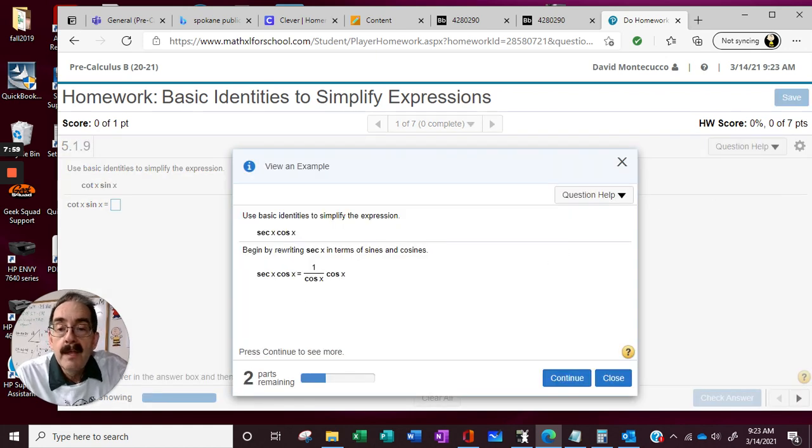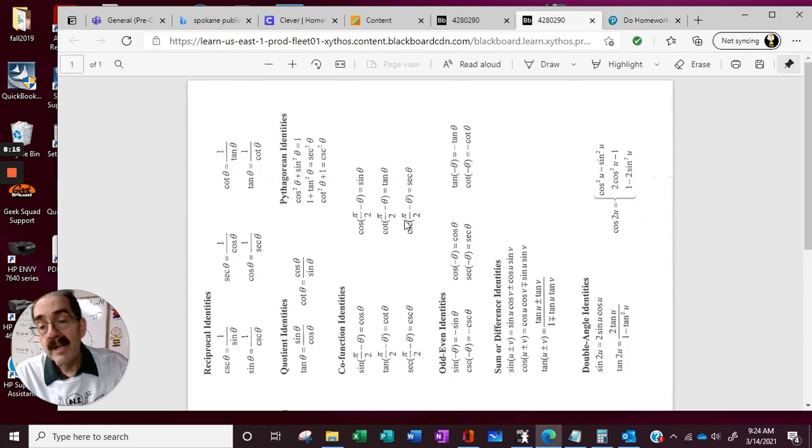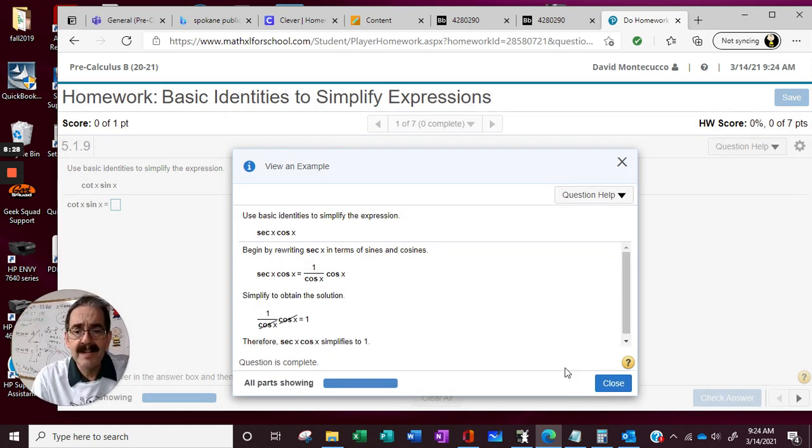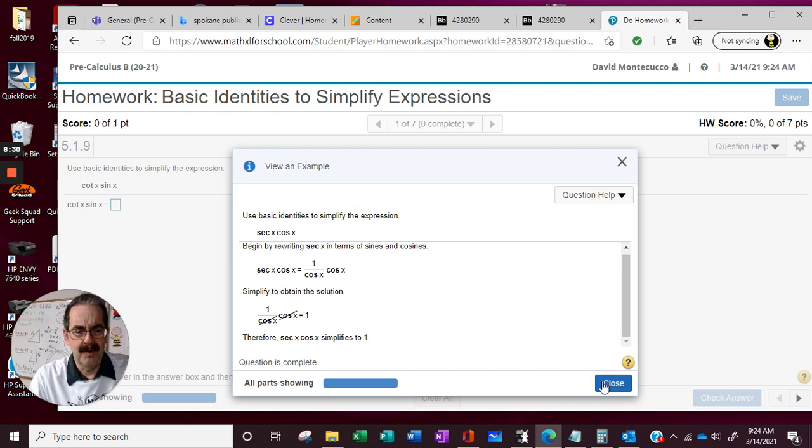Use the basic identities to simplify the expression secant x times cosine x. We need to rewrite secant x in terms of sines and cosines. Well, secant x is 1 over cosine. Look at your identity sheet: secant theta is 1 over cosine theta. 1 over cosine times cosine. Cosine divided by cosine is 1. The answer is 1? Seriously? Ding, ding, ding.